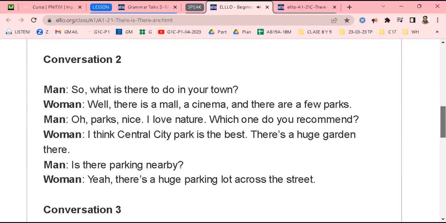Conversation two. So, what is there to do in your town? Well, there is a mall, a cinema, and there are a few parks. Oh, parks? Nice. I love nature. Which one do you recommend? I think Central City Park is the best. There's a huge garden there. Is there a parking nearby? Yeah, there's a huge parking lot across the street.